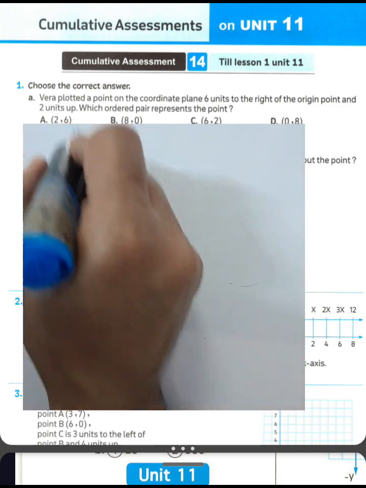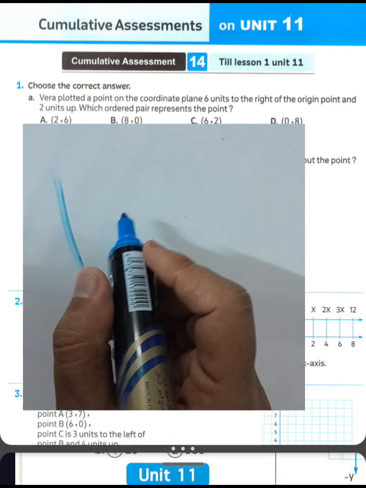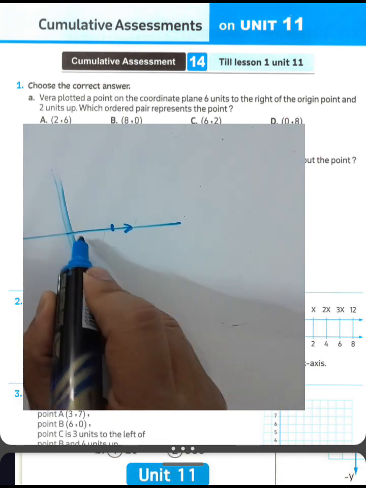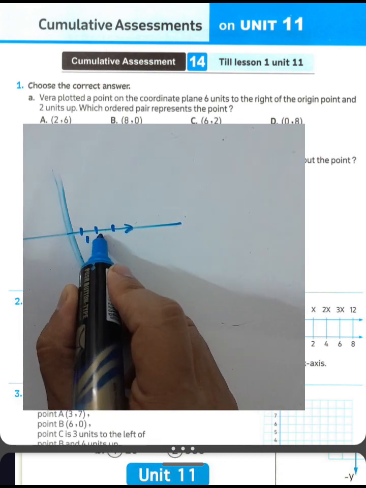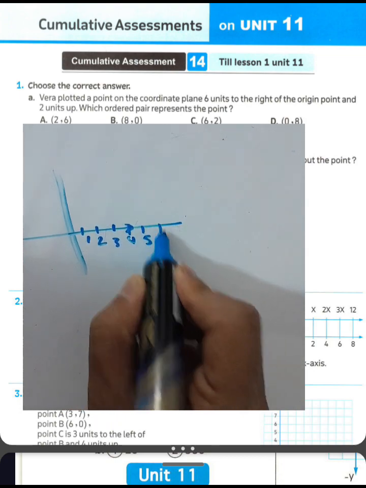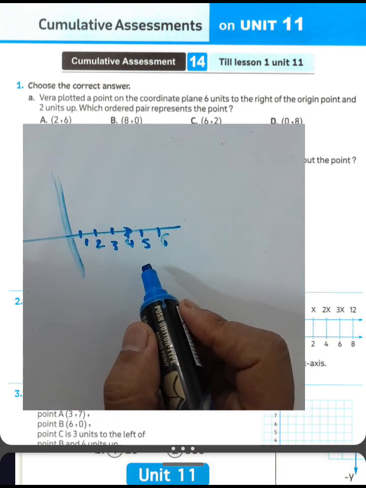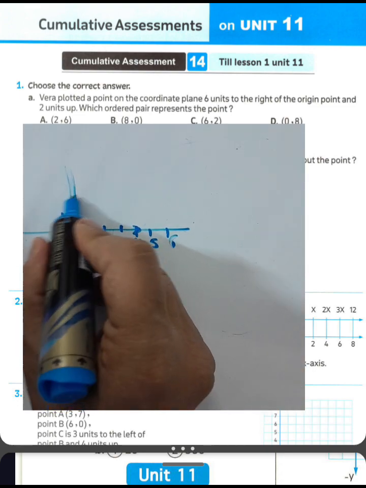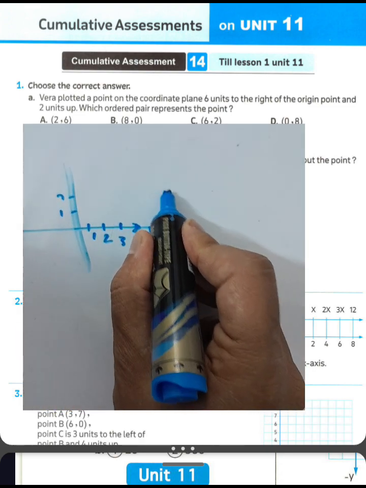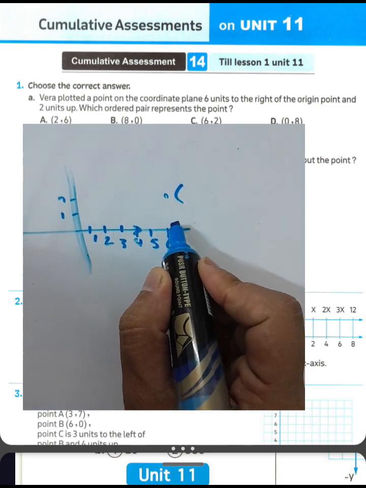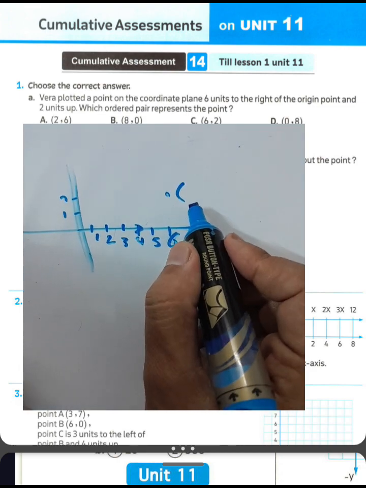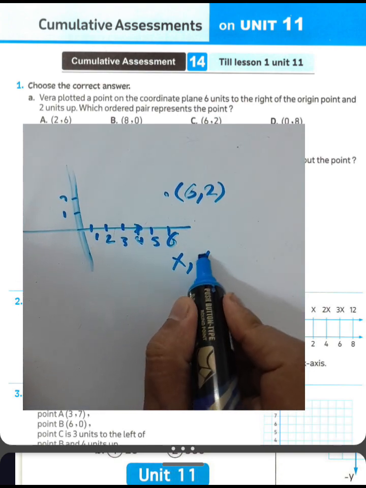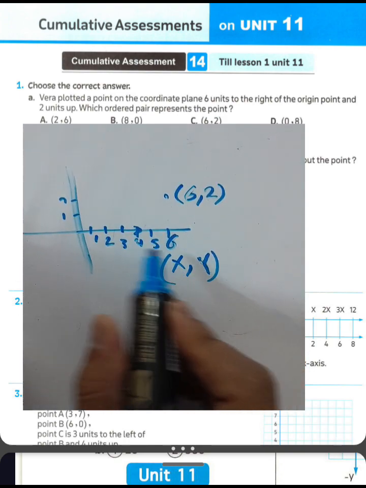Okay, first, in this coordinate, we will move to the right-hand side by 6 units. 1, 2, 3, 4, 5, and 6. And then 2 units up. 1, 2. This is the coordinate here. This point will be 6 and 2, because the order of any point is x and y.